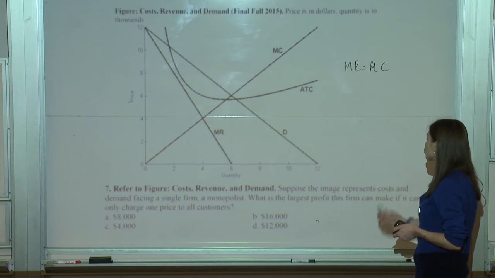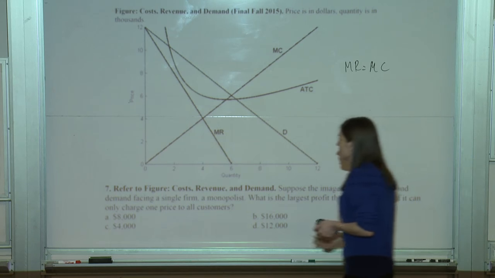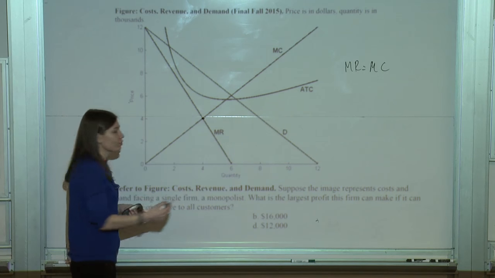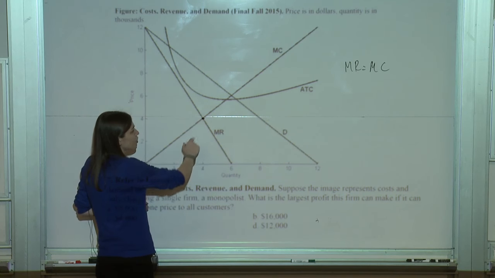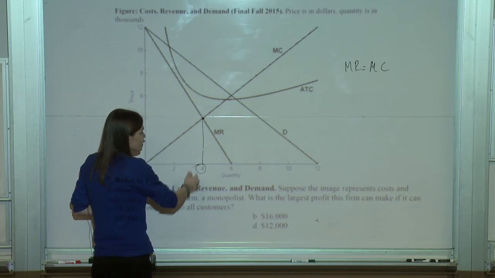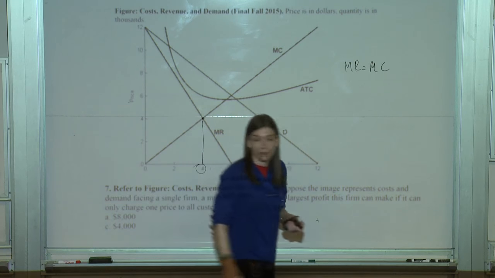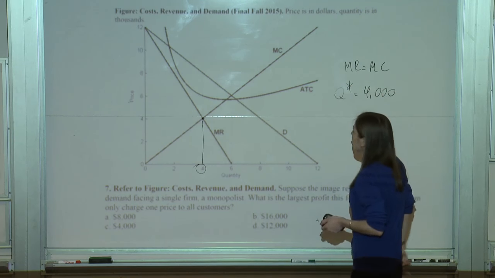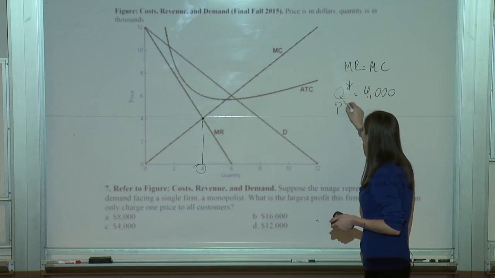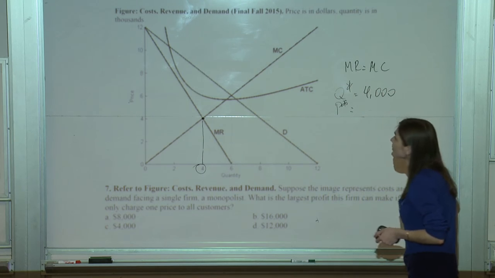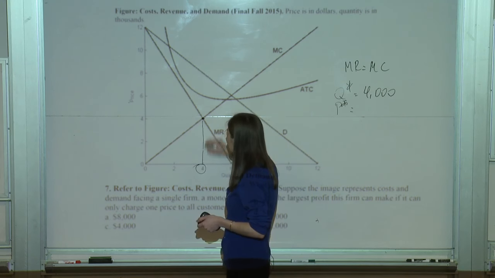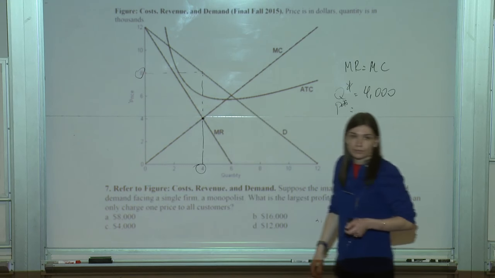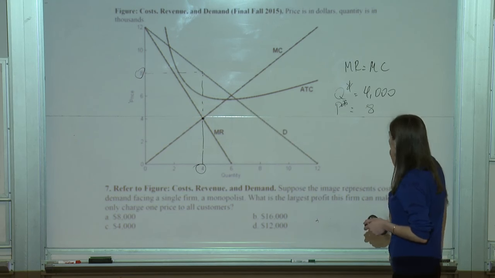And the question is, what is the largest profit this firm can make? The quantity that would maximize profit is whenever marginal revenue equals marginal cost, which is this point, and it equals a quantity of 4,000. So I know that the profit maximizing quantity would be 4,000. And what would be the price? 8. Now when we find the quantity, then we go up to the demand curve, and that gives us the price. The price in this case would be $8.